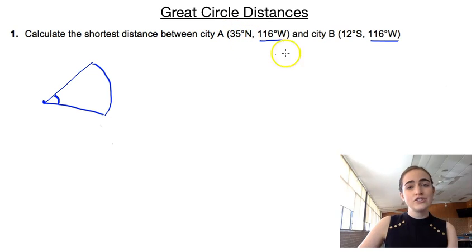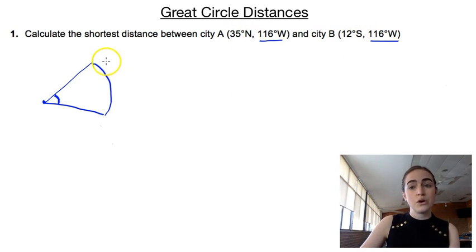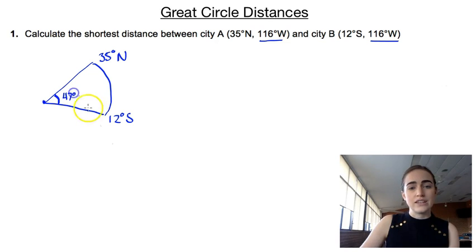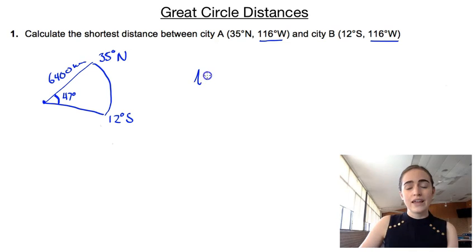So we know that city A is 35 degrees north and city B is 12 degrees south. So that means this one is 35 degrees above the equator and this city is 12 degrees below the equator. So the total angle between them would be 47 degrees. So we'd add them together. We also know, again, that the radius of our Earth is 6,400 kilometers. So to find the shortest distance between those cities, we'd have 47 over 360 times 2 times pi times that radius of 6,400.